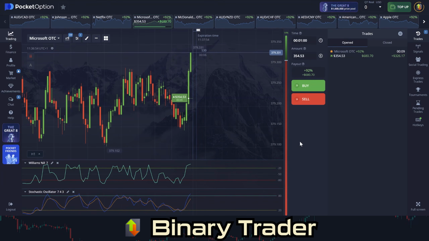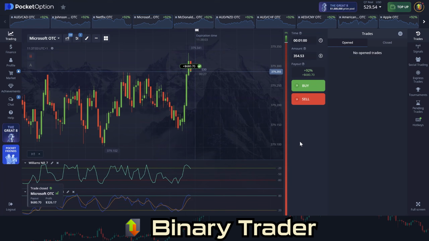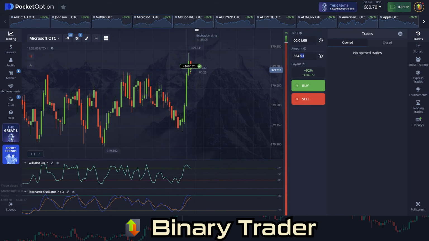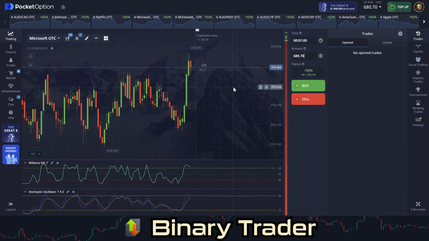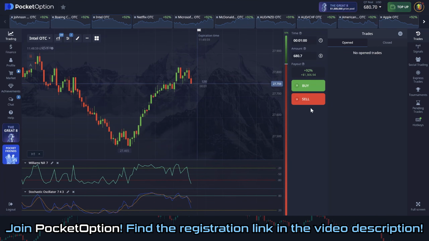Look at this huge candle. I am starting to get a good feeling about this trade. Trade 1. If the next trade wins, we will reach $1,000. Look for next setup. Clear bearish signal from the strategy. I'm placing the sell.